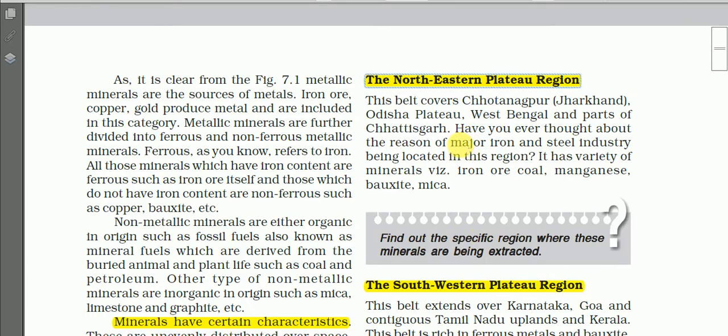In this region we find a heavy concentration of the iron and steel industry, because this region is rich in iron ore, coal and manganese. That is why we find a lot of iron and steel industry in this region. It is also mentioned here: it has a variety of minerals, namely iron ore, coal, manganese, bauxite and mica in this northeastern plateau region. Northeastern plateau region means the Chotanagpur Plateau.